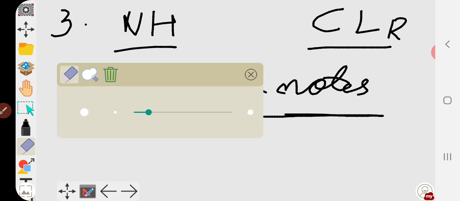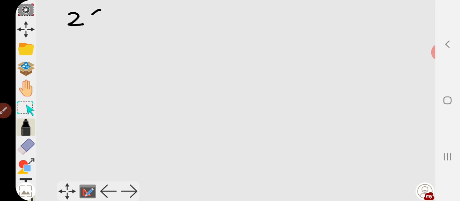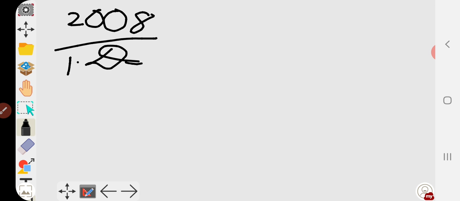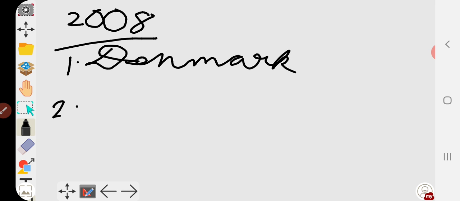Now the first, that is 2008. Name the country where practically every farmer is a member of a cooperative society, and the answer is Denmark. Number 2, name the 2 activities on which the earliest human beings depended for their sustenance. Answer is gathering and hunting.